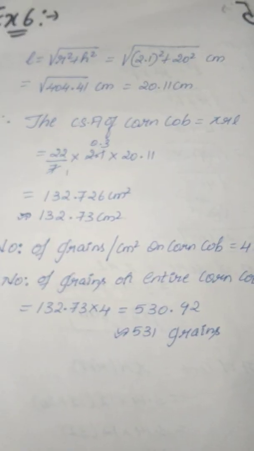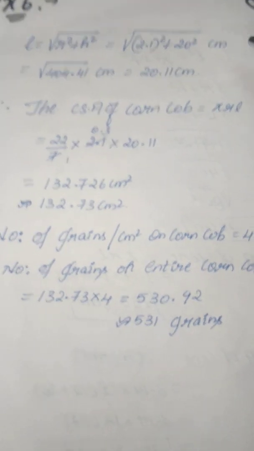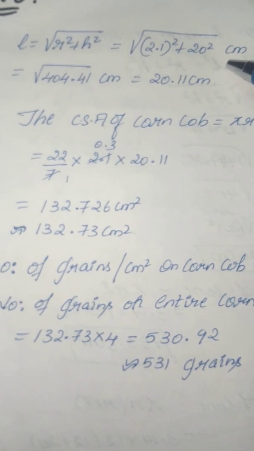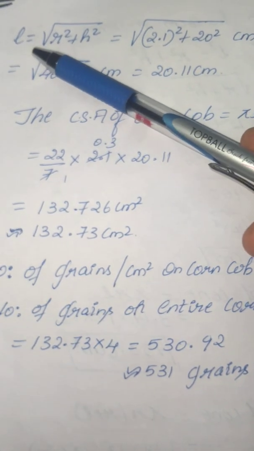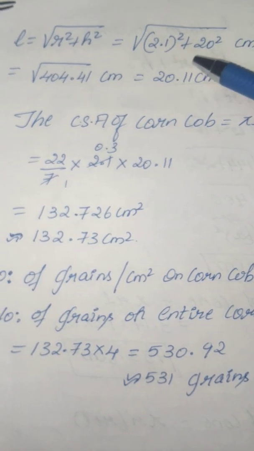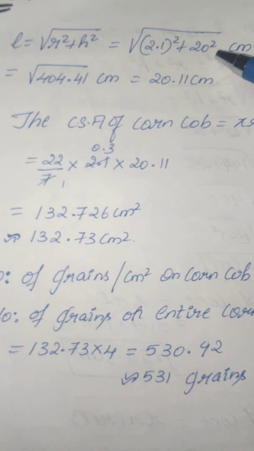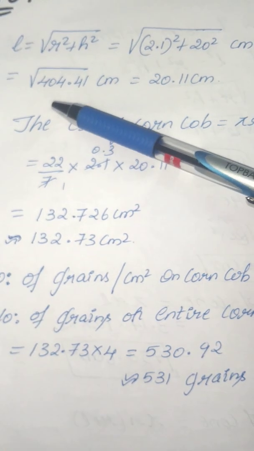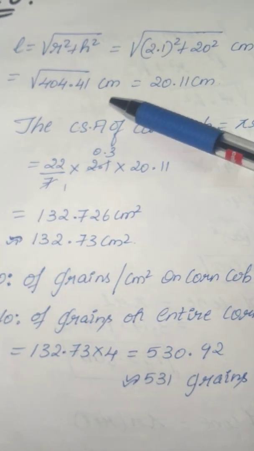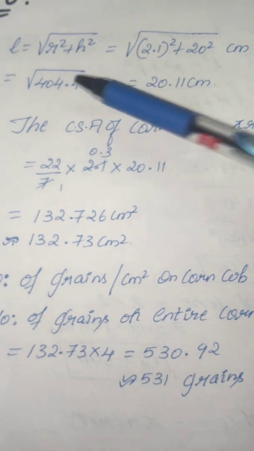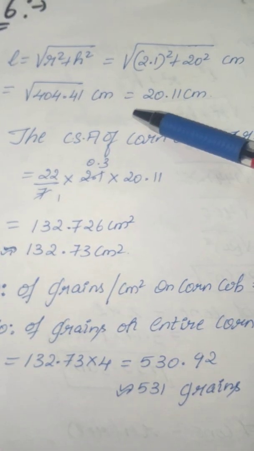So here is the solution for your question, children. As they have given only the height, I need to find out the l first. So r square means 2.1 square. h square means 20 square. When we square this and add, I will get 404.41 centimeters. On square root of this, I'll get 20.11.